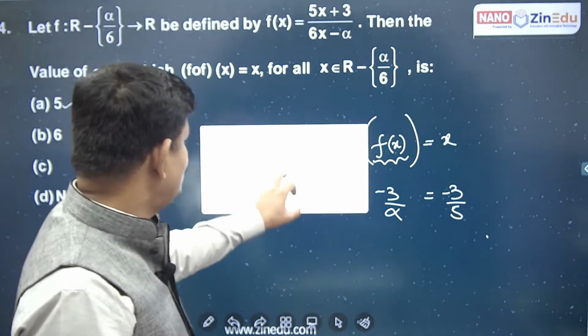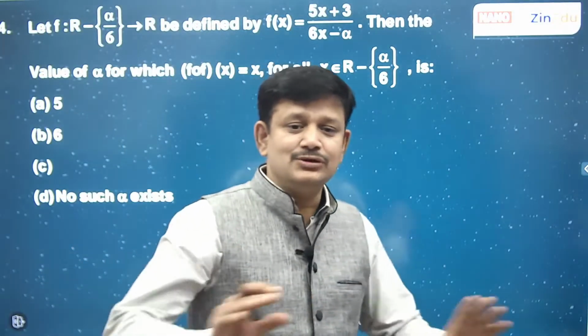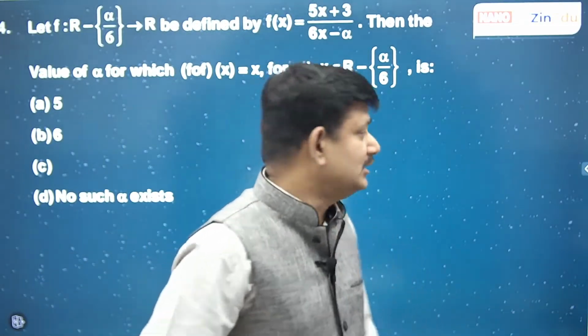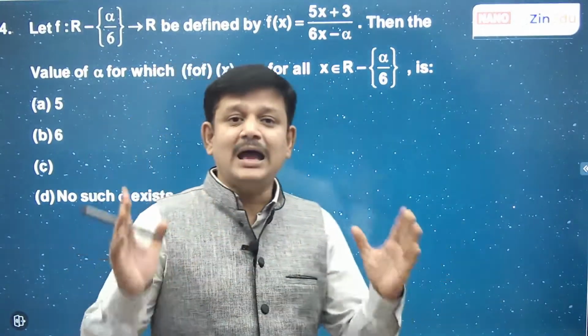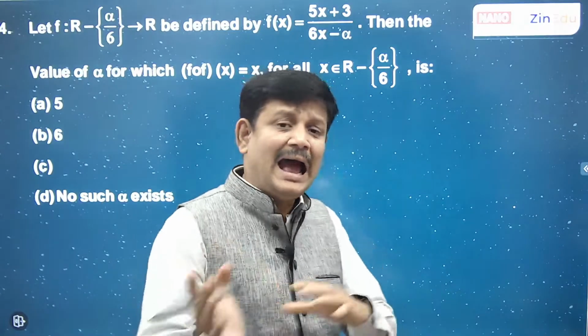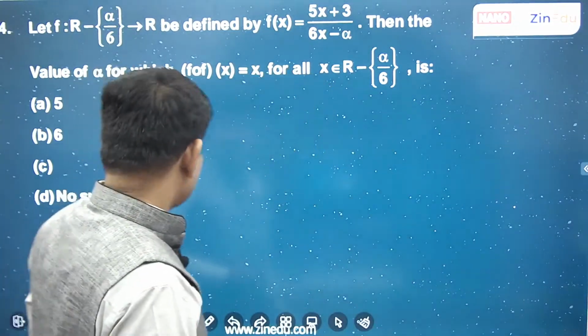So, during your preparation, if you are accustomed to this smart way of doing things, things will be a lot more easy. So, you need to have both the conceptual understanding as well as the smart approach towards the examination.